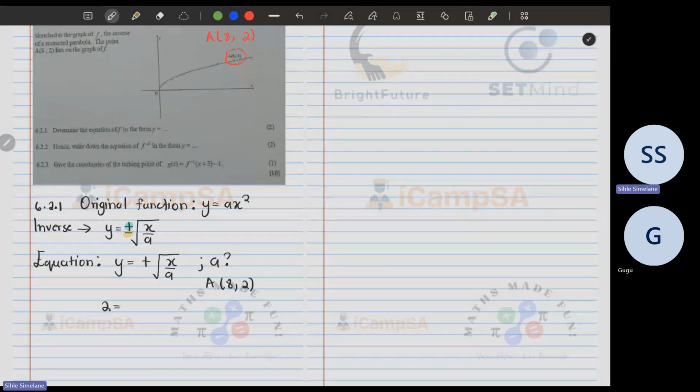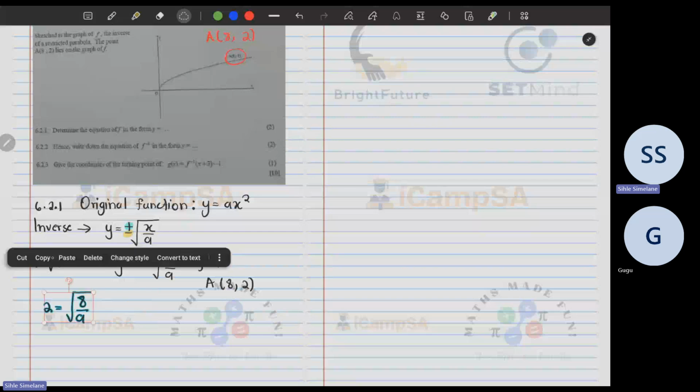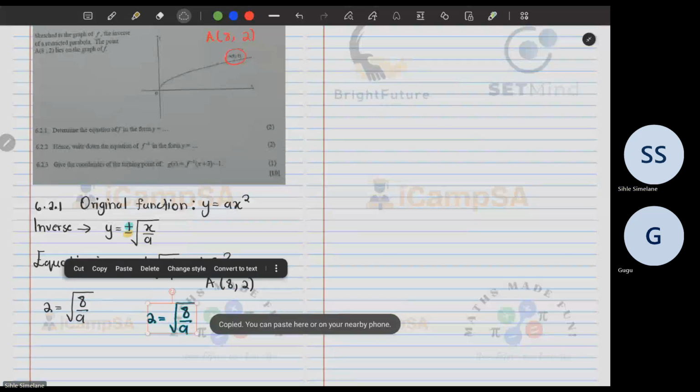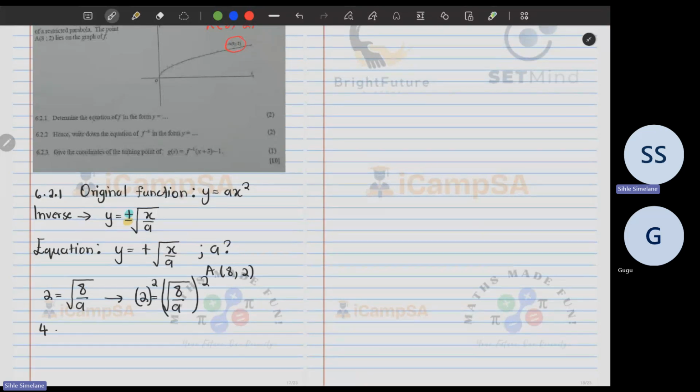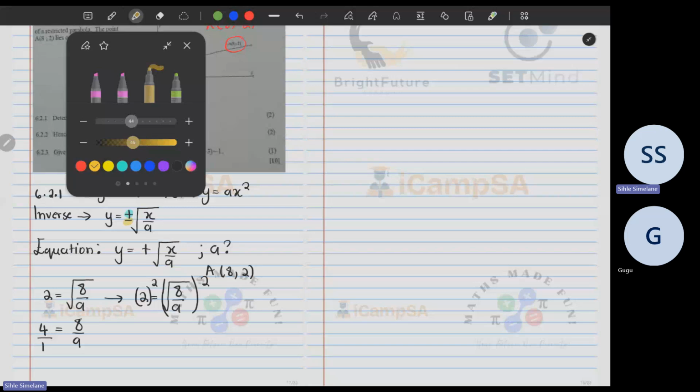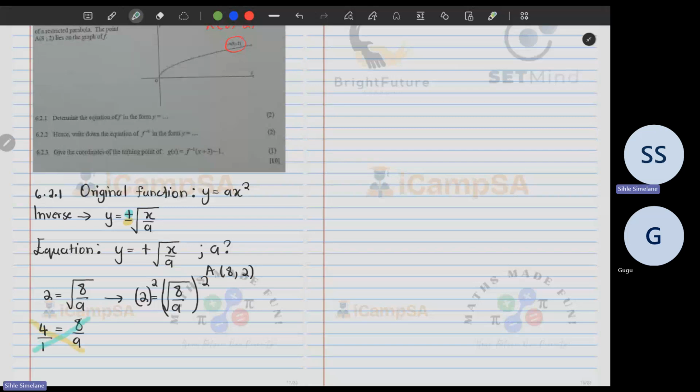So we are going to use that point to solve for a. So y is 2, square root of x, which is 8, divided by a. So what are we going to do? We are going to square both sides. Square this one and square that one. So we end up getting 4 equals 8 divided by a, and we know this is over 1. You have done cross multiplication before, so cross multiply this way, and that will be 4a equals 8.